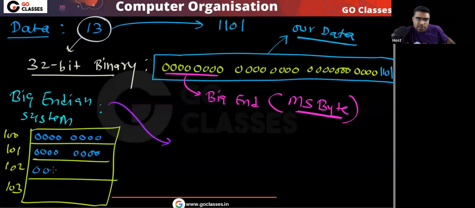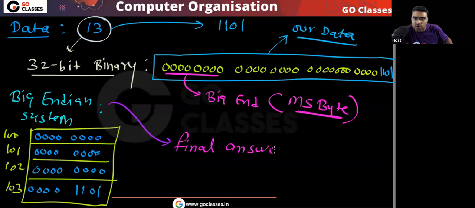Okay. What is the next byte? That is like this. Okay. And what is the next byte? That is like this. Okay. So finally tell me, if your main memory looks like this, then what will your final answer be for part A?